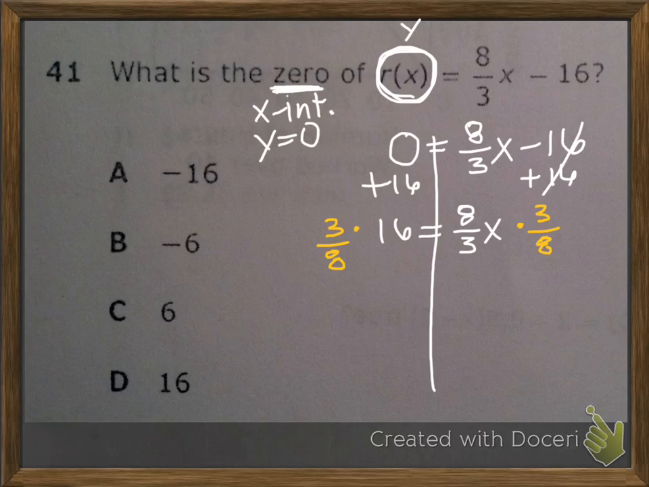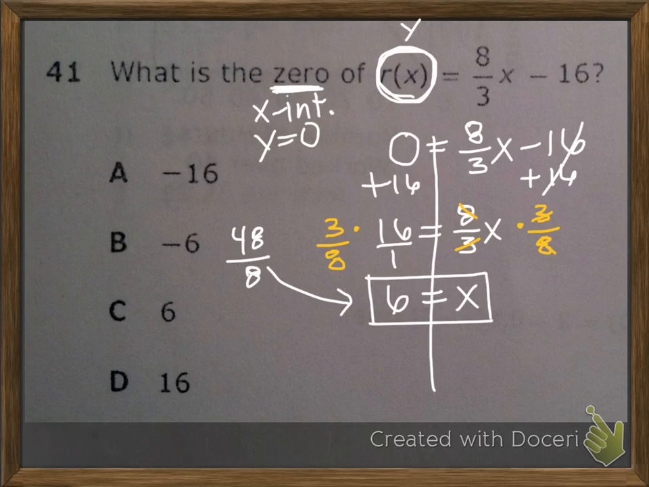So let's see if we can remember how to do this. On the right, 8/3 times 3/8 just equals 1, so I've got 1x on the right, or just x. On the left, I've got to put 16 over 1, multiply my numerators. 3 times 16 is 48, 8 times 1 is 8, and 48 divided by 8 is 6. So for my 0, where y is 0, I get an x value of 6. So my answer is C. To write this as an ordered pair, remember you'd put your x value first, followed by your y value of 0 next.